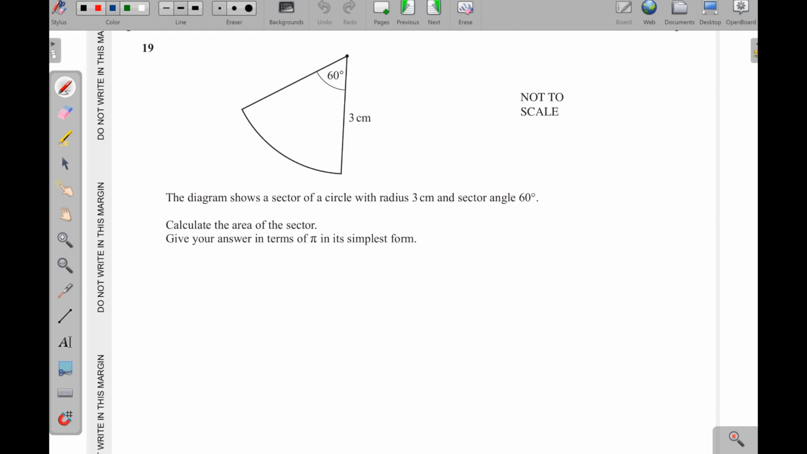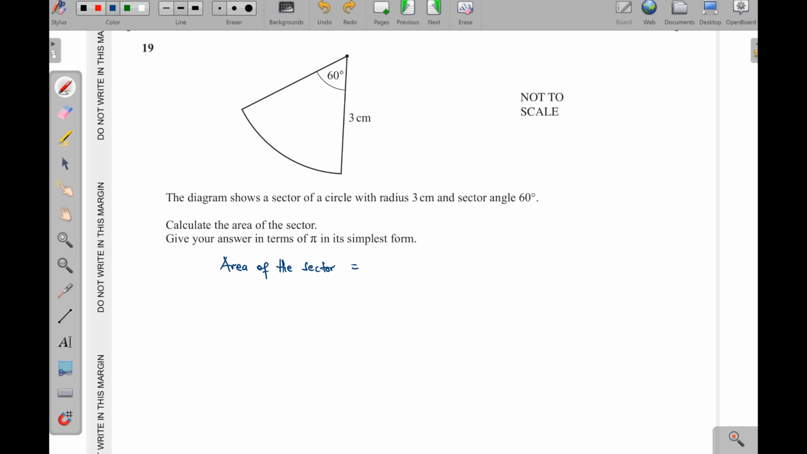Question 19, we are given a sector here. The diagram shows a sector of a circle with radius 3 centimeters and angle 60 degrees. Calculate the area of the sector and give your answer in terms of pi. Area of the sector is a portion of the circle. Okay, so it takes out a portion.